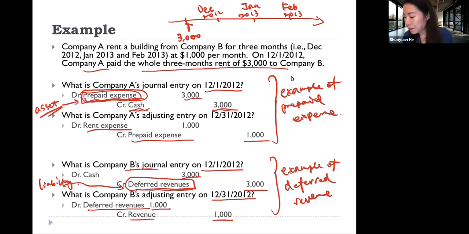So company B on December 1st hasn't performed any service yet, and it is receiving 3,000 cash. So this 3,000, on one hand, the asset increased by 3,000. On the other hand, this is a liability for the firm because the firm hasn't really earned it yet. It hasn't been earned yet. That's why deferred revenue is also called unearned revenue. So that is a liability for the firm.